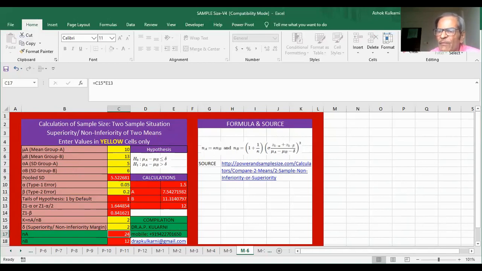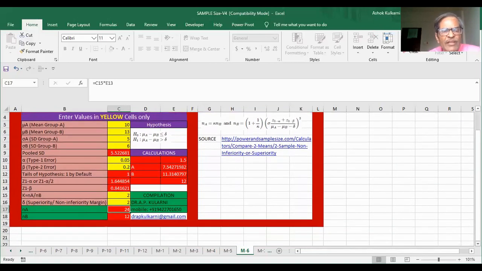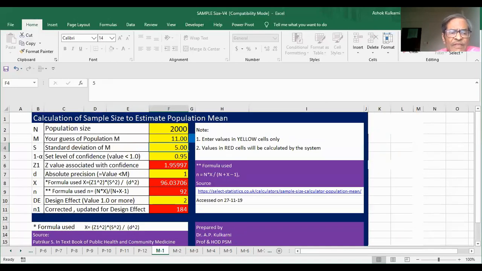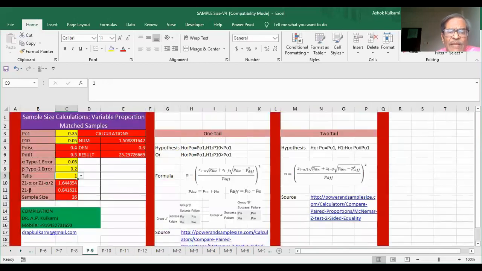Now, if you have any problems or any queries, my phone number and my email ID are given on each sheet. You may go to any sheet, and these details, the address, email ID and phone number, are given over here. So you can contact me if you have any problems related to any of the calculations or any procedure in any of the sheets given here.